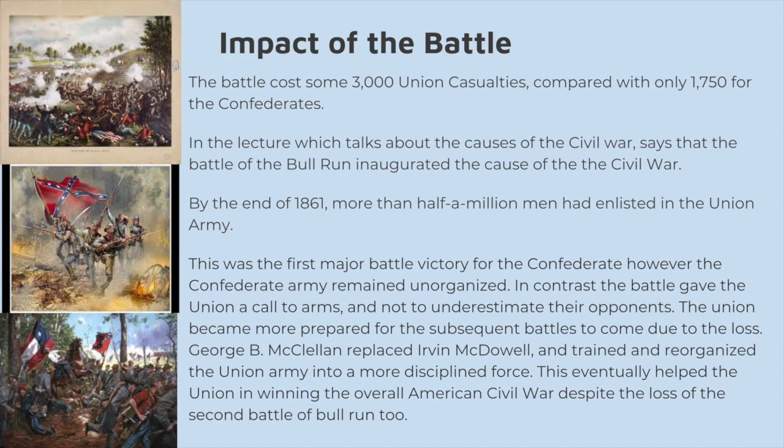This was a major battle victory for the Confederates. However, the Confederate Army remained unorganized. In contrast, the battle gave the Union a call to arms and a lesson not to underestimate their opponents. The Union became more prepared for subsequent battles due to the loss. George B. McClellan replaced Irvin McDowell and trained and reorganized the army into a more disciplined force. This eventually helped the Union in winning the overall Civil War despite the loss of the Second Battle of Bull Run too.